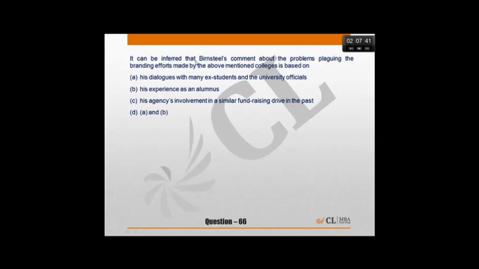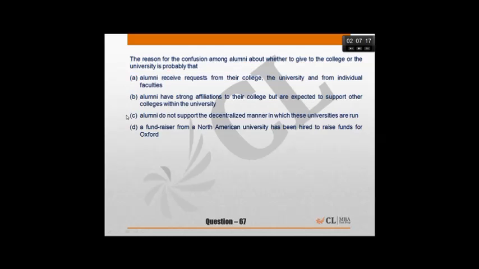It can be inferred that Brimster's comment about the problems plaguing the branding efforts made by the colleges is based on... he was a student. So his for Queen's College, if I remember correctly, his dialogues, no, it is his experience as an alumnus. But let's look at the others also. His agency's involvement, no. D says A and B. His dialogue with ex-students, no. Nothing in the passage says about ex-students, so it is his experience as an alumnus.